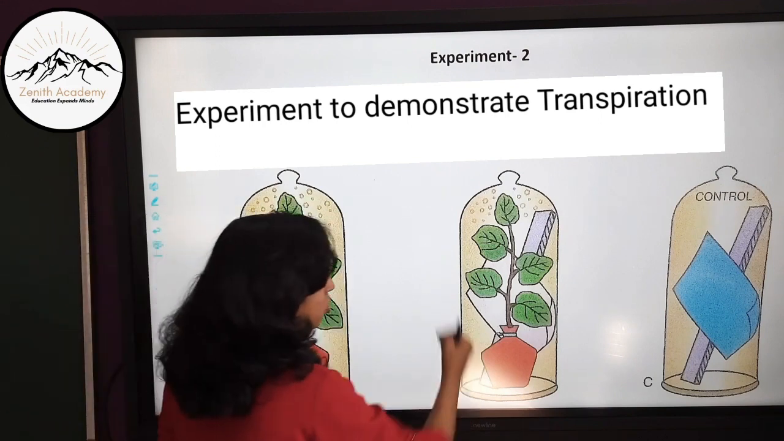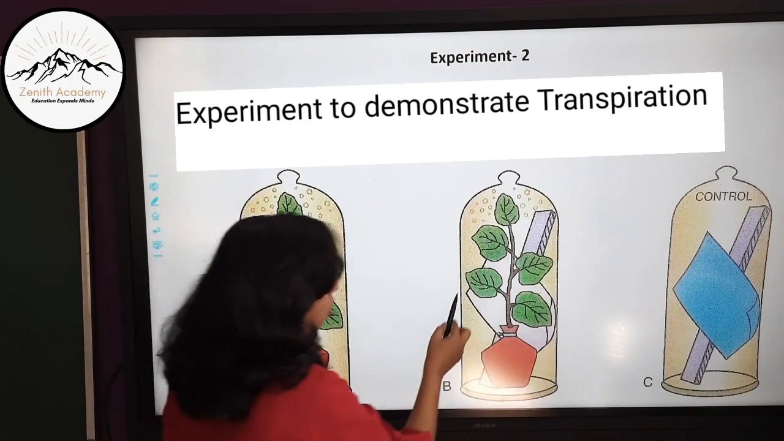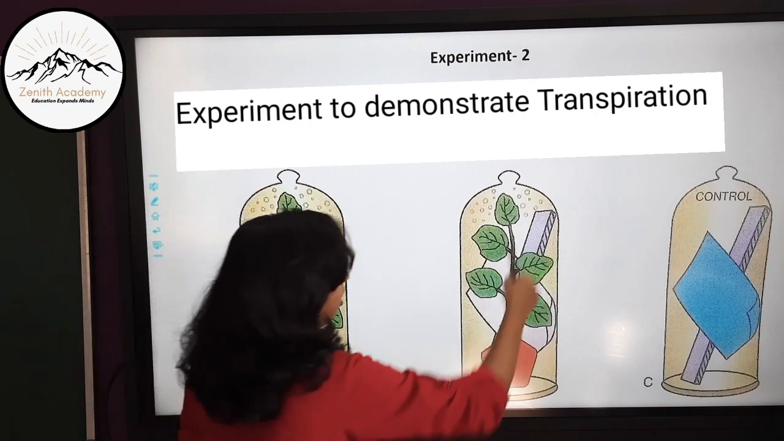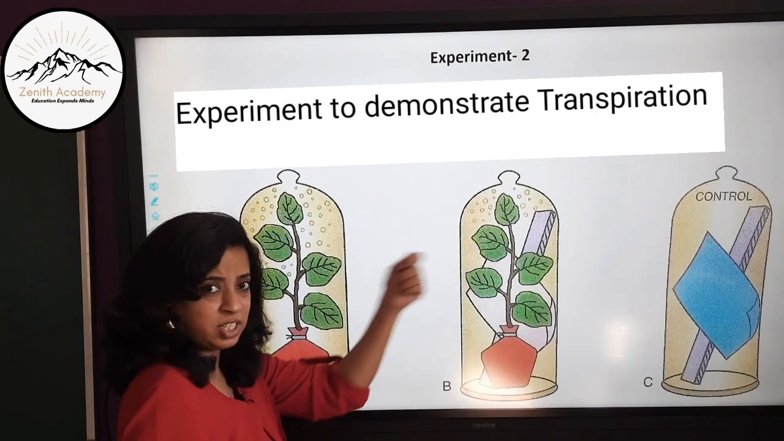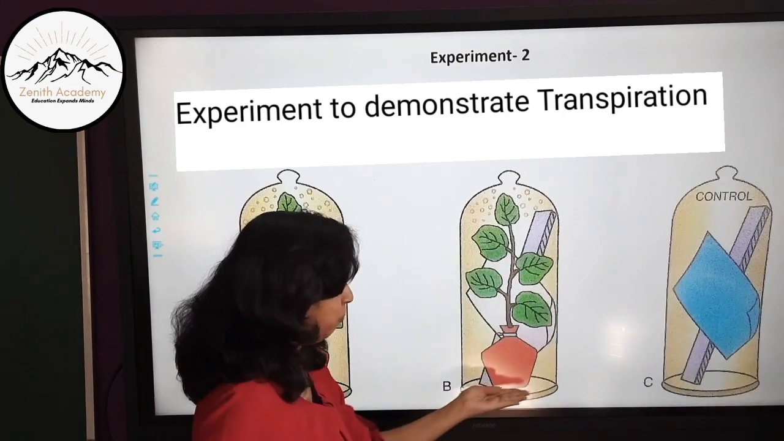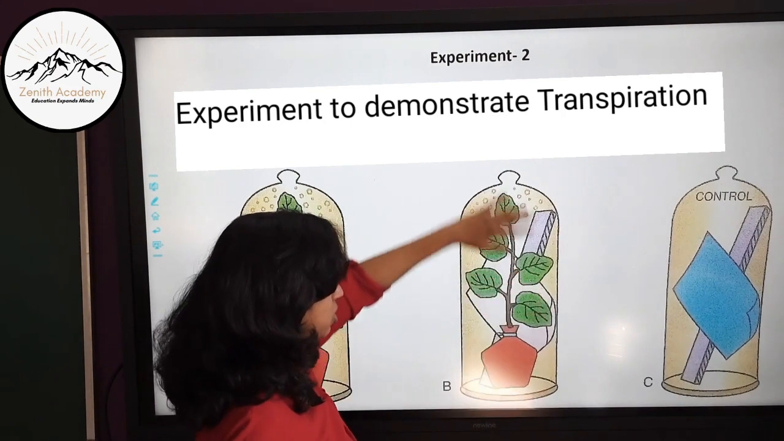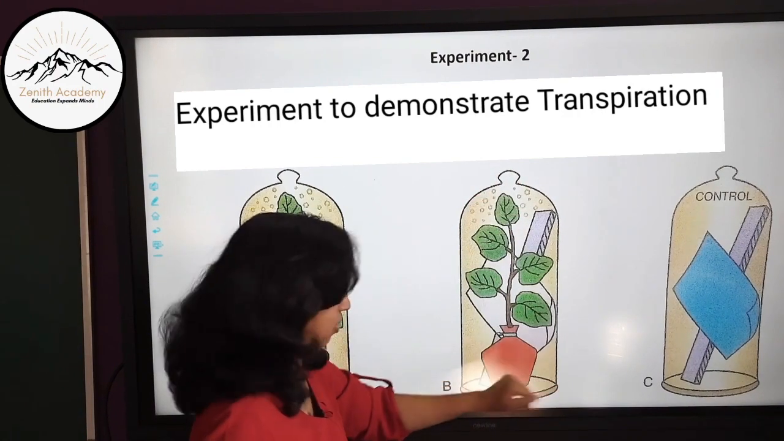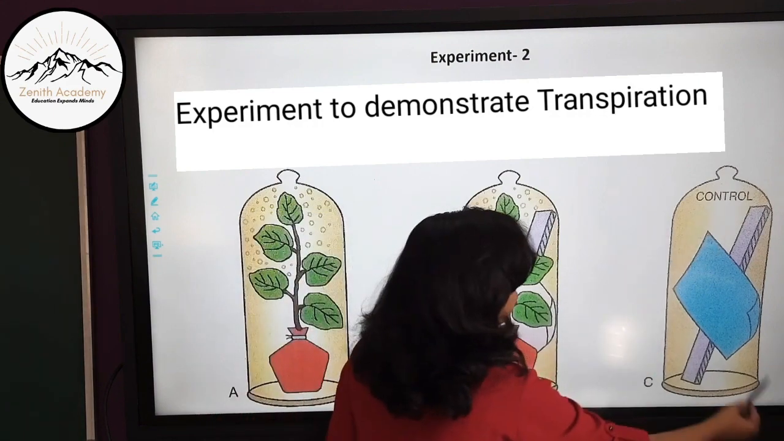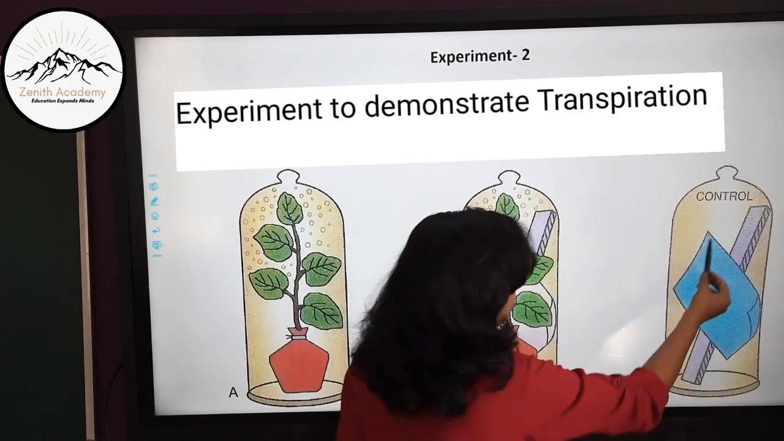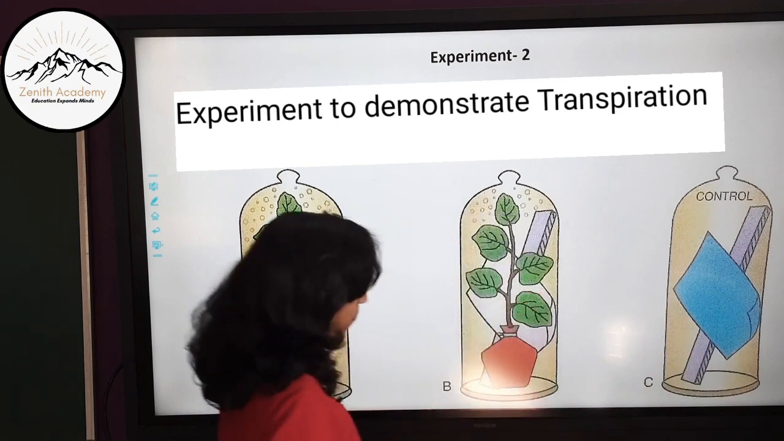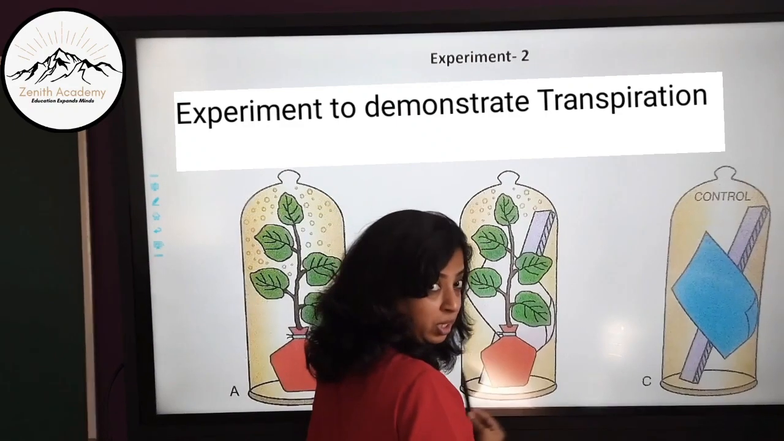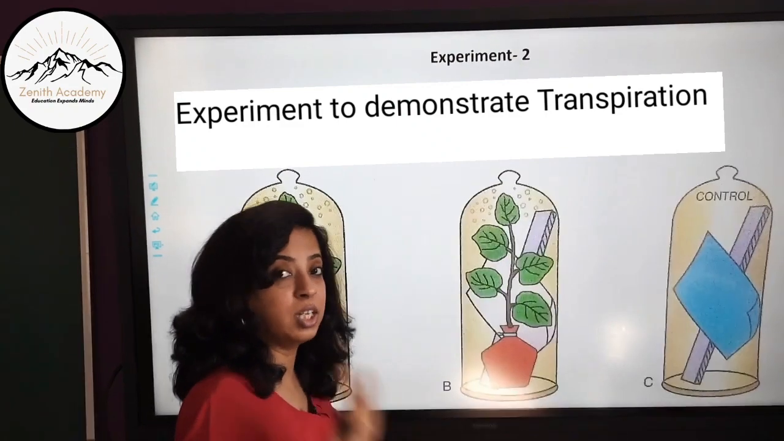In the second one also we do the same type of arrangement, but here we have used a dry cobalt chloride paper, and we have attached it to a stem or any stick you can take. Don't keep it down, because transpiration occurs mostly in the aerial parts, so if you keep the paper down, you will not be able to see the effect. In the third one, that is the control, we have not put any plant in the bell jar, but only the cobalt chloride paper. Now you should know that dry cobalt chloride paper is always blue in color, and when it absorbs moisture it turns pink.